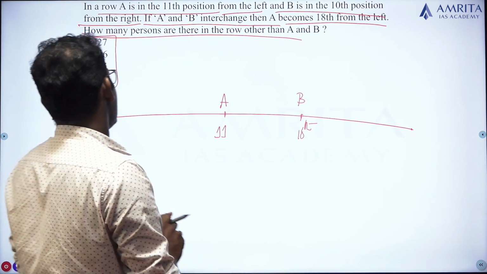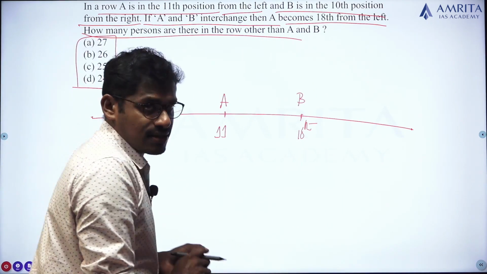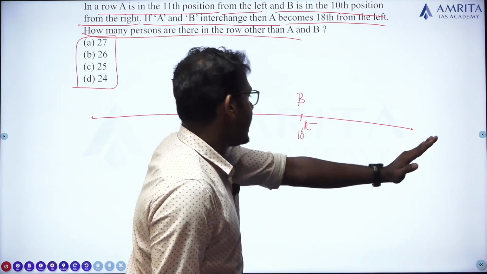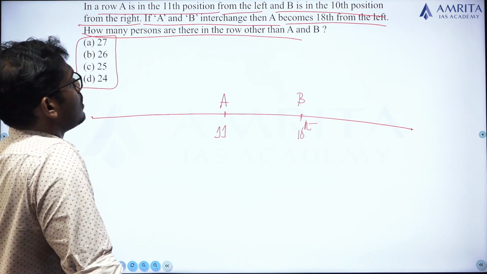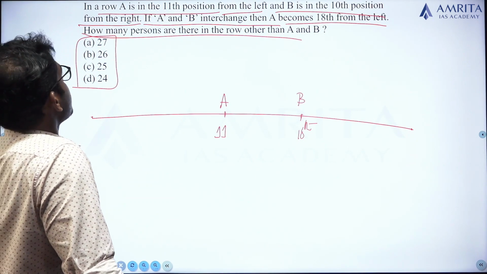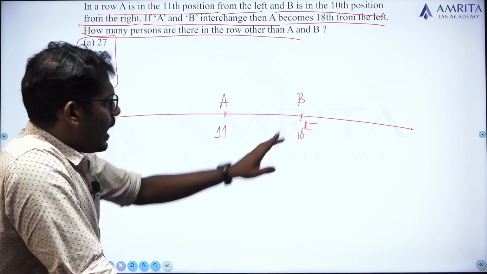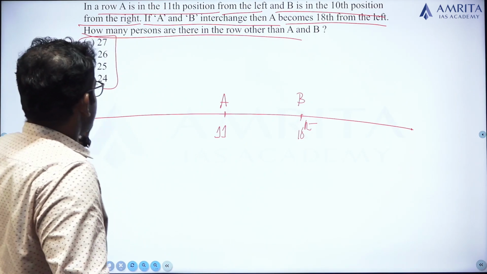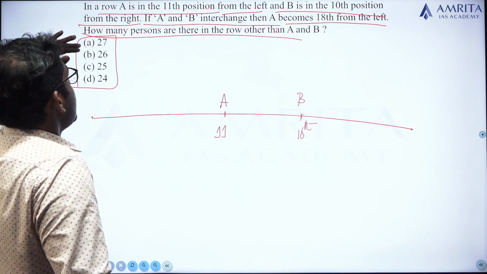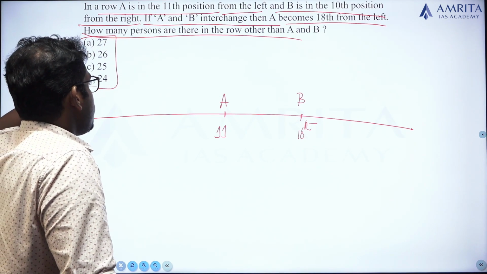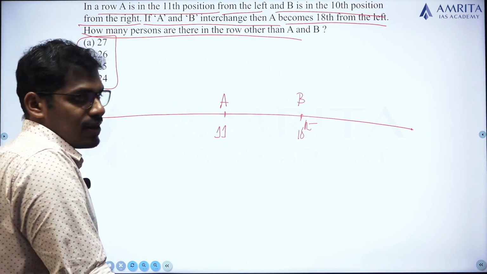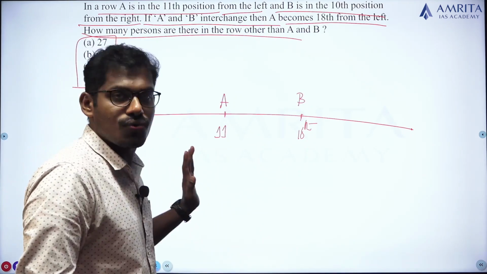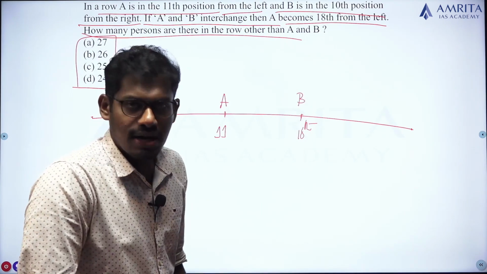24, 25, 26 and 27. See, A is 11th from the left and B is 10th from the right. If they add together, there will be 21 members. But the question says the minimum number of persons possible in this row is 24. So definitely B will not be to the left of A. It will be definitely to the right of A.